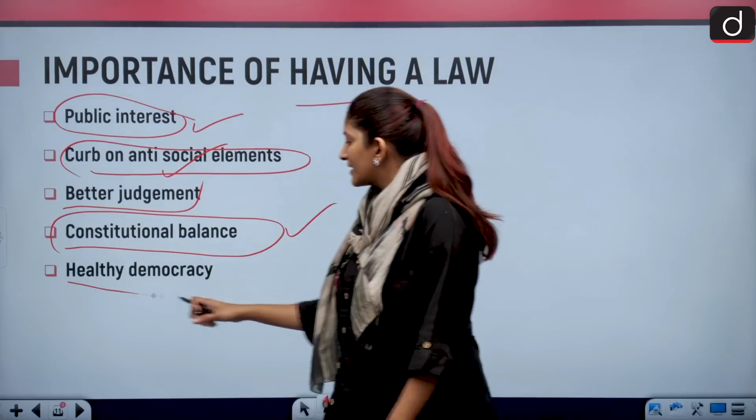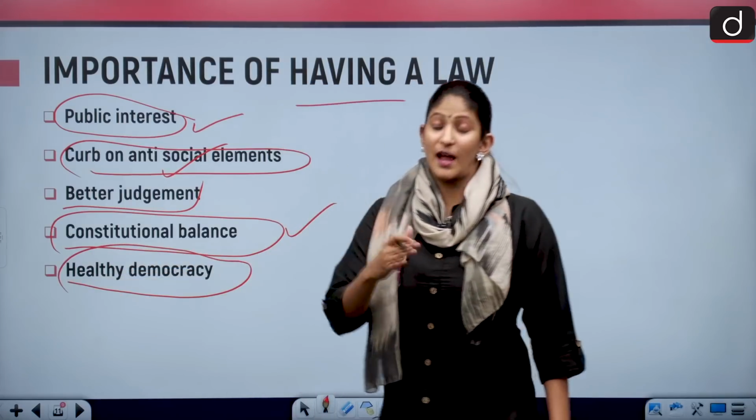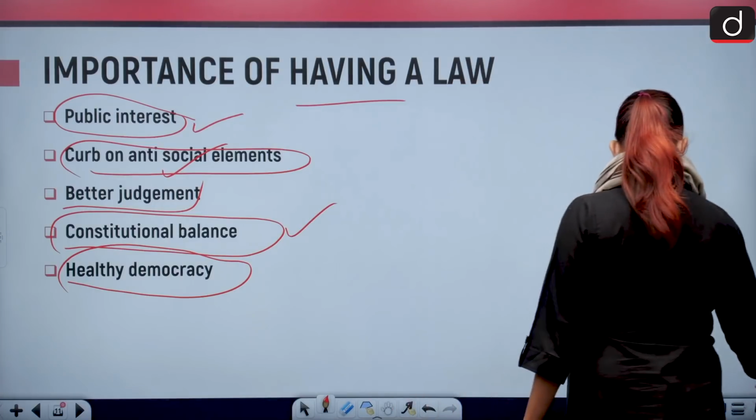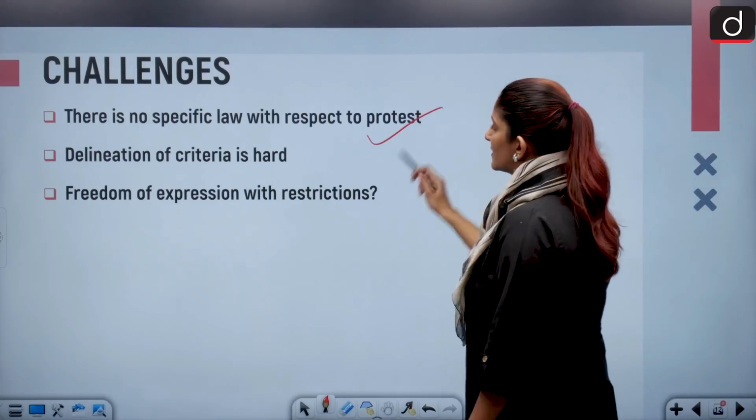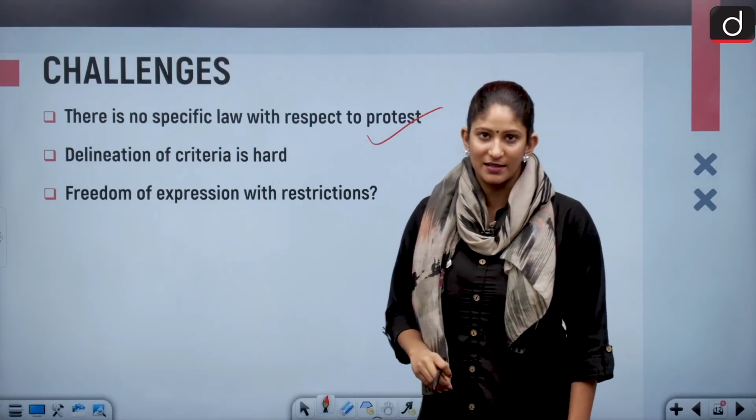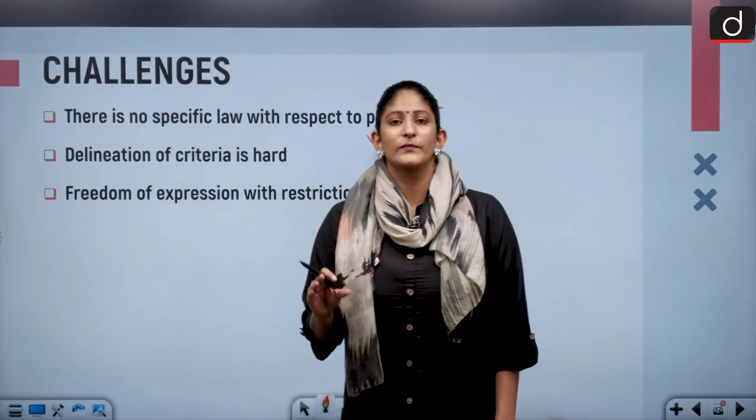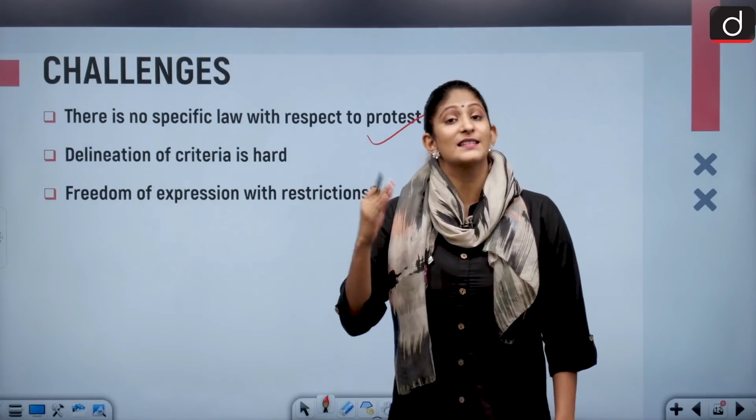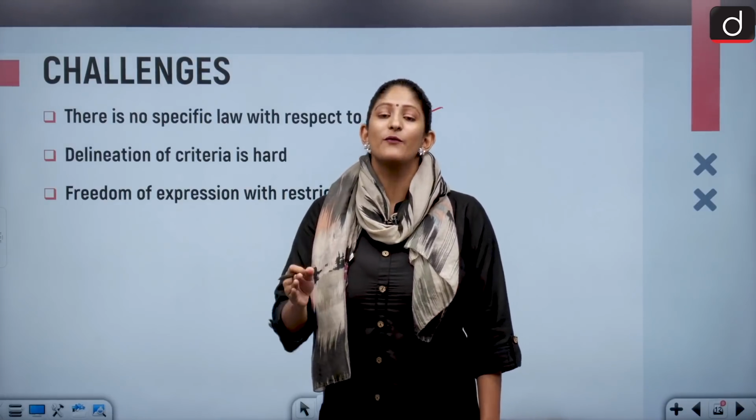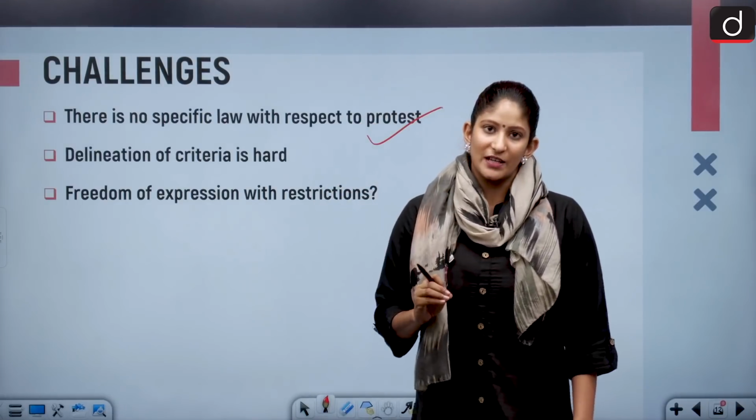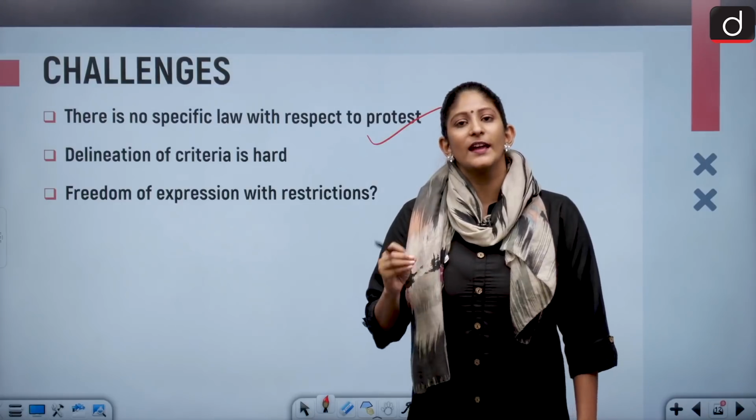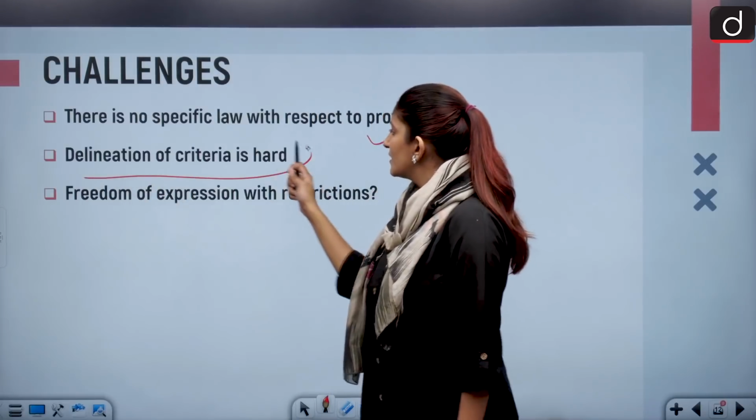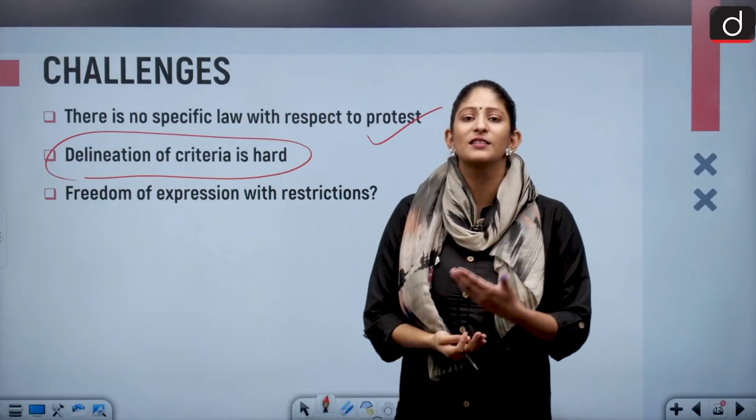Now, healthy democracy, as I have said, that dissent, I'm quoting the Supreme Court itself, dissent is a safety valve. So it's important for a healthy democracy. Now, there is no specific law right now with respect to protests? Yes, of course, there are vague provisions, but not specific ones. But how to formulate such laws, that is another challenge, because if we formulate a law that is very subjective in nature, and every person has the right to say his or her mind. Again, delineation of criteria is very hard because it's subjective, it's not something objective.